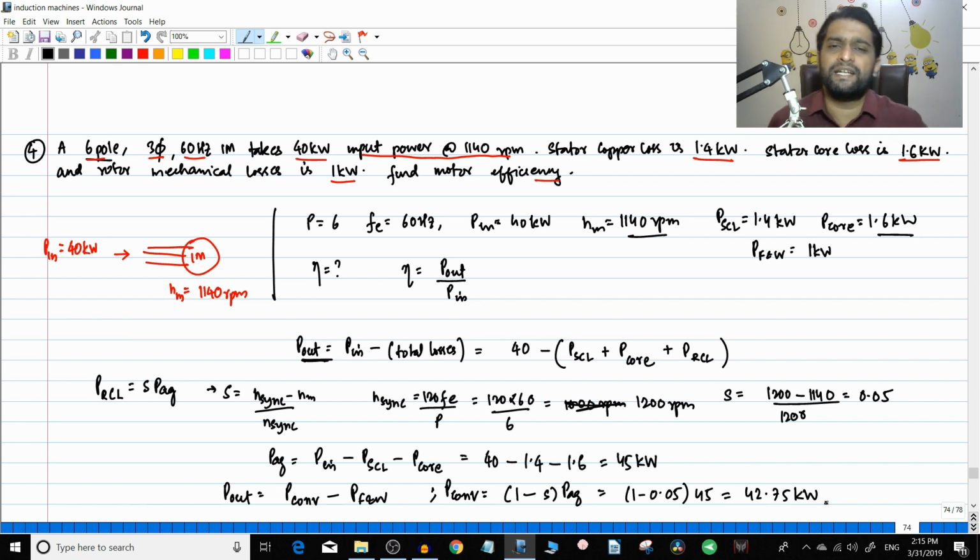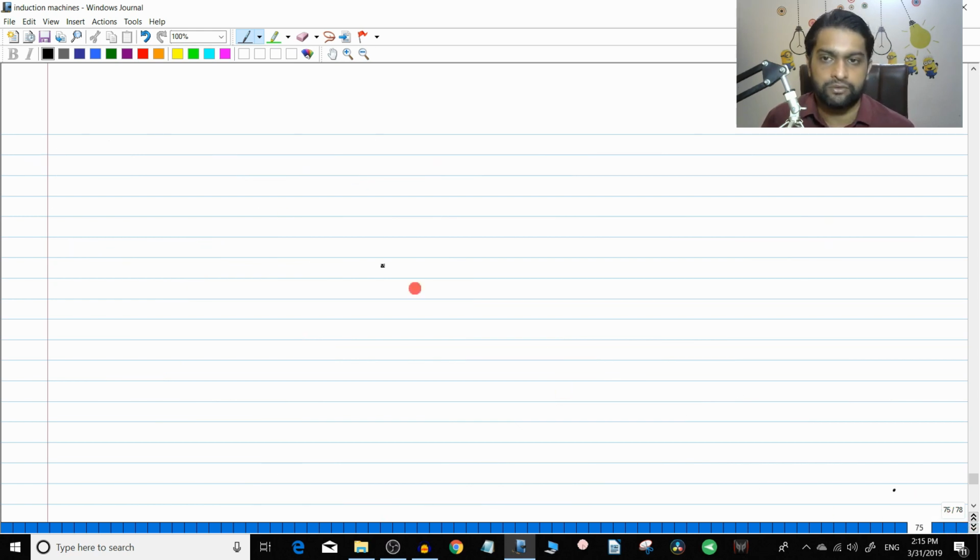So these are multiple ways that you can do this problem. You can either find the rotor copper loss and then substitute here to get the output power, or you can use this technique which I am telling also. So everything is up to you. We'll just find the output power now. The output power is equal to the converted power minus the friction and windage losses. So this is 42.75 minus the friction and windage losses, which I think they have given us as 1. So it will be 41.75 kilowatts.